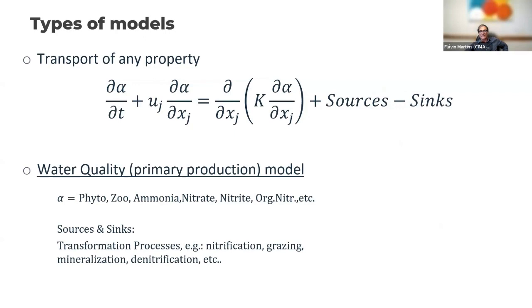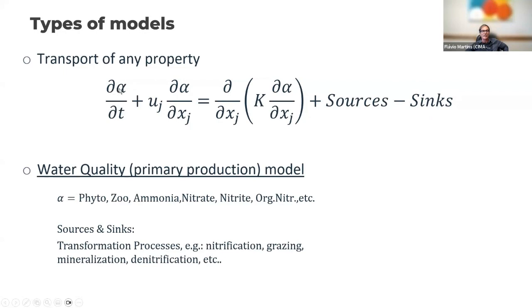Okay, so returning to the equations, we see that for any property, we have the variation of the property, you already know this, and you have the diffusion of the property, and then you have sources and sinks. I told you that if alpha is V, this is the Newton law, the Navier-Stokes equation. In that case, the sources and sinks of momentum are forces. So these would be the forces that I showed you before.